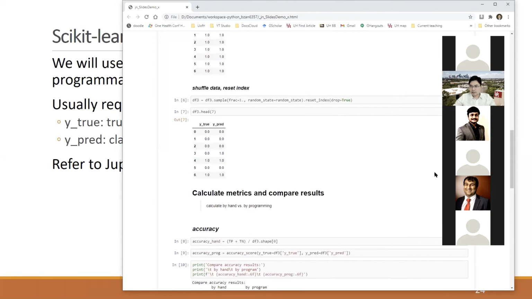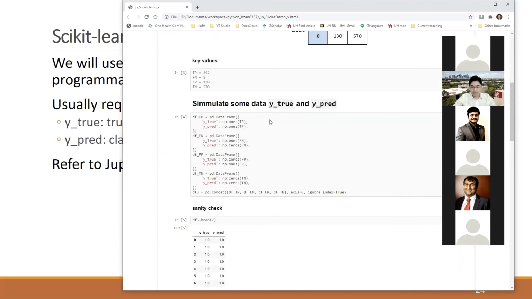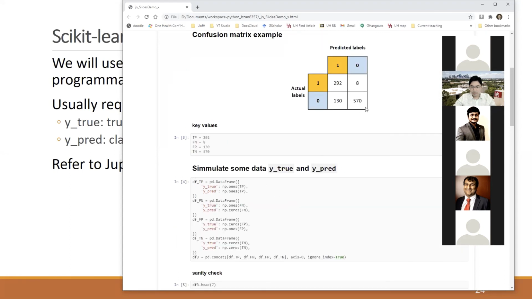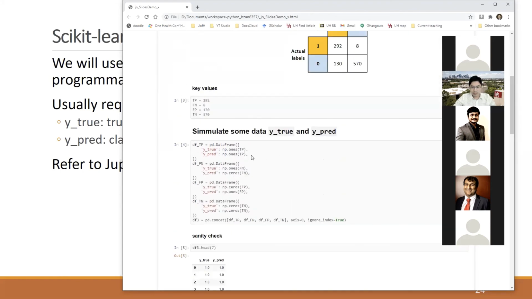To do this demo, I had to construct a hypothetical data set which contains the true label as well as the predicted label of the data. I'm using the values shown in the confusion matrix as the four elements, and I use these four to construct the fake data. Feel free to take a look if you want to learn how I did that.